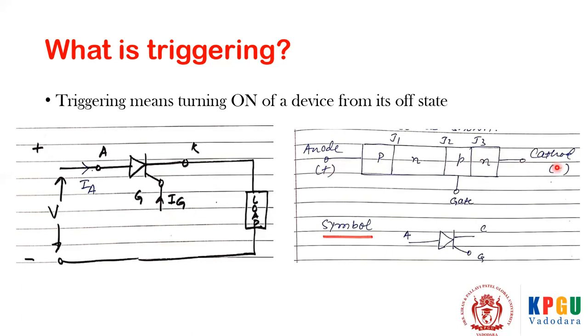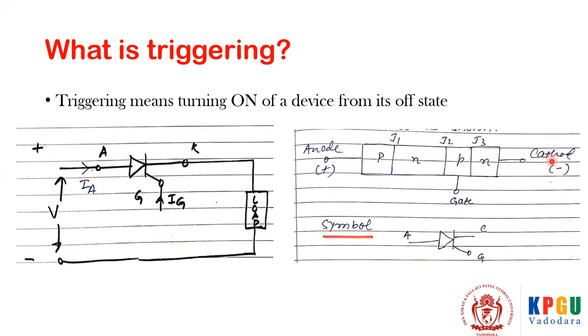So when the anode is positive with respect to the cathode, junction J1 and junction J3 are already forward biased. Only junction J2 is reverse biased, and that is blocking the forward flow of the current. So what methods are used so that this junction J2 is broken and the flow of current starts?